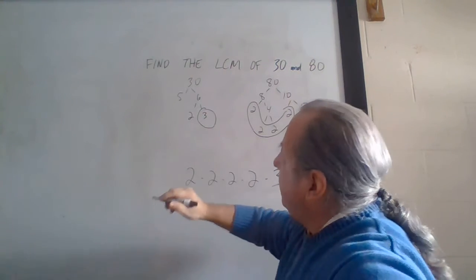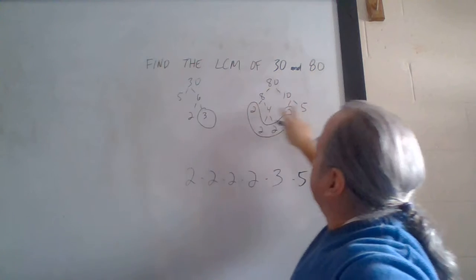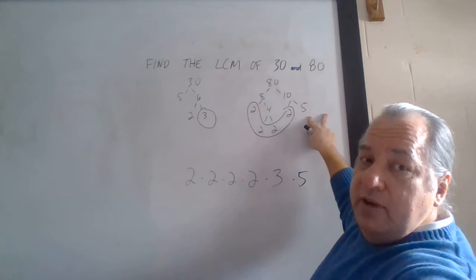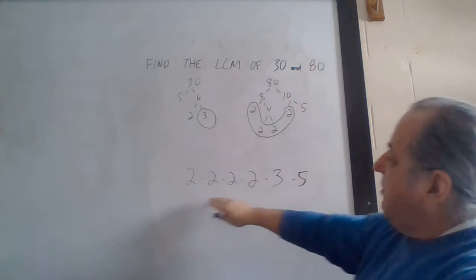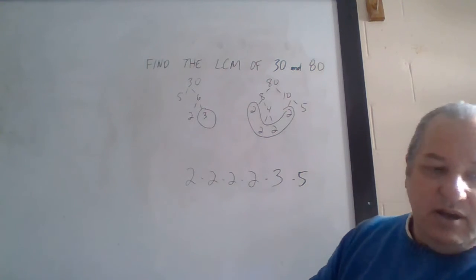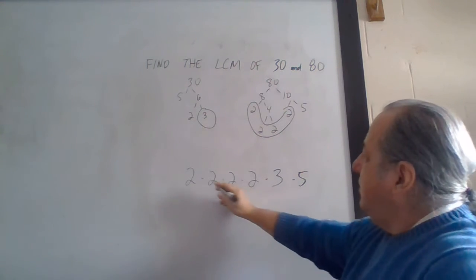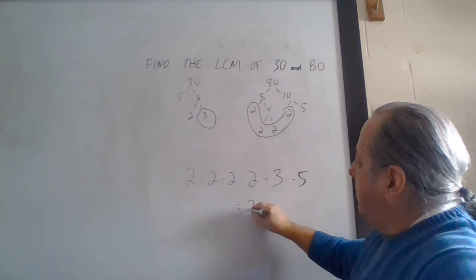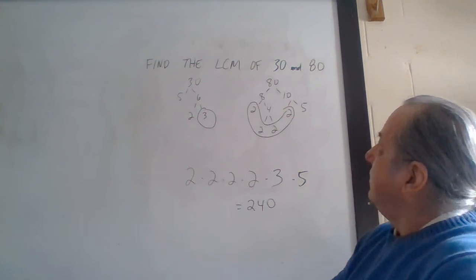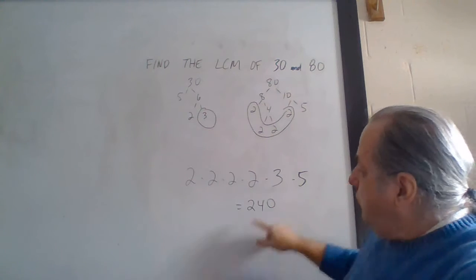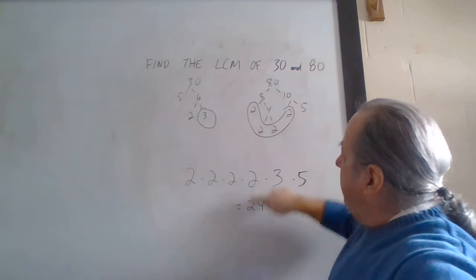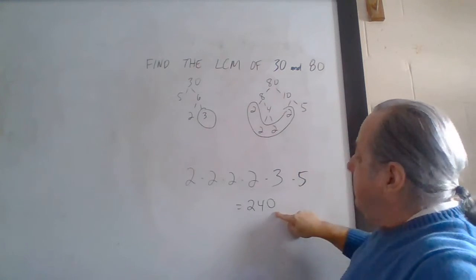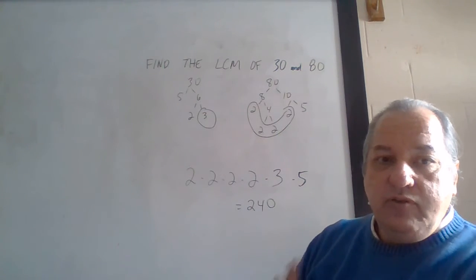So what if, for example, I had 2 5's here and 2 5's here? Then they would tie with 2 5's, and I'd have 2 5's down here. Okay, my final answer then, if you'll trust me, when you multiply all these together, equals 240. So what does that mean? 240 is the smallest number that you can multiply 30 by something to get, and 80 by something to get. So there's example number 2.